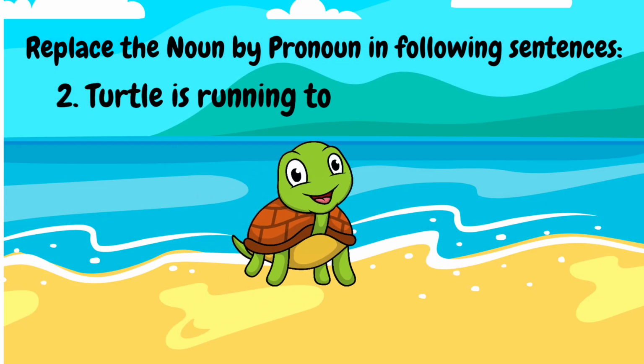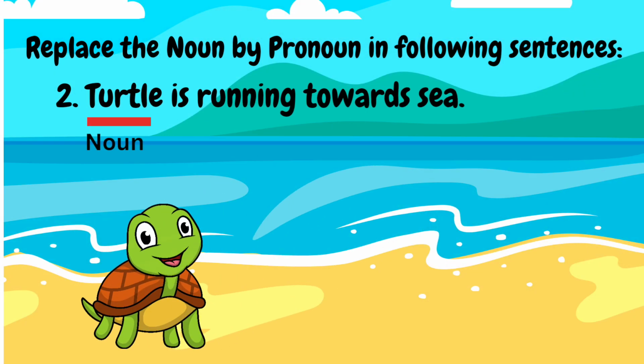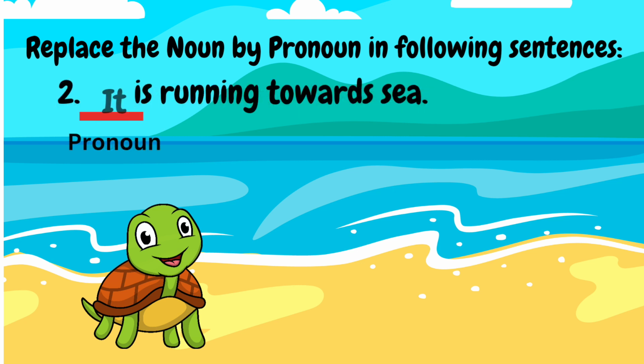Turtle is running towards sea. Here turtle is a noun. Pronoun, it, is used in place of the noun. So, the sentence becomes, it is running towards sea.